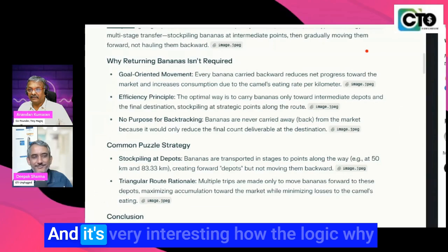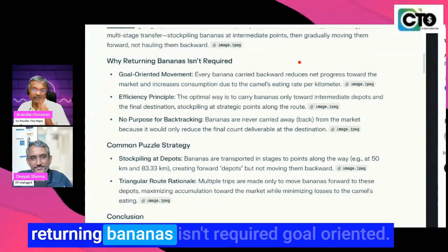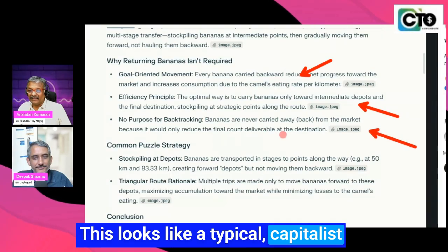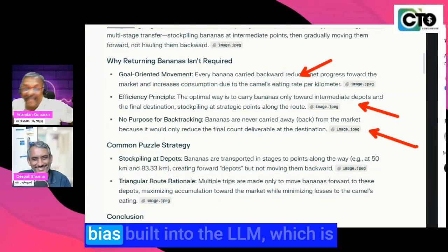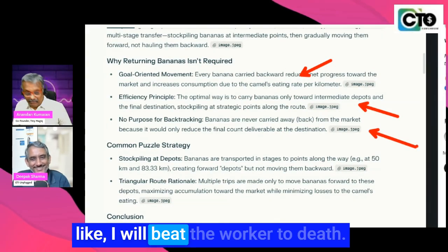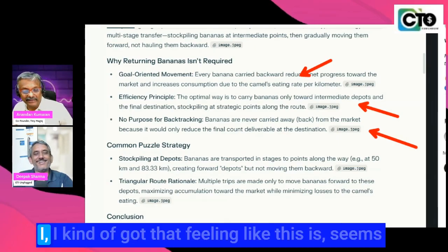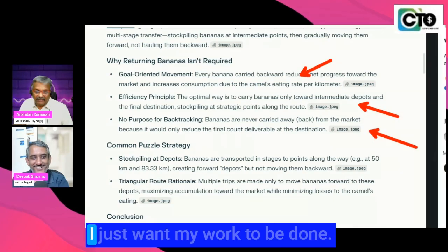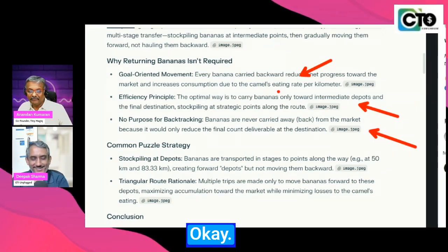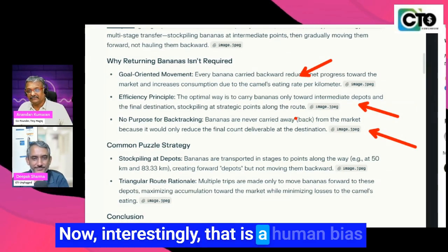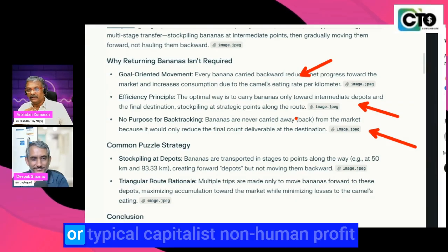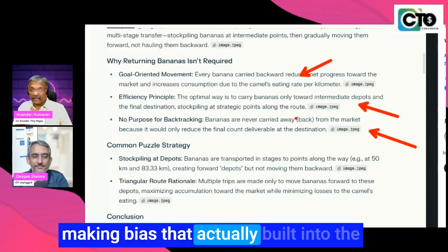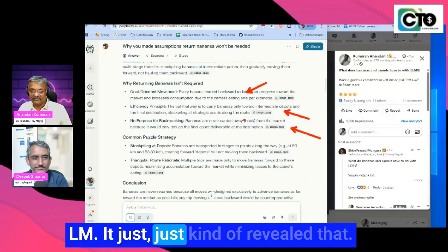And it's very interesting how the logic, why returning bananas isn't required, is goal oriented. This looks like a typical capitalist bias built into the LLM, which says I will beat the worker to death, I don't have to feed them. I kind of got that feeling, like it seems to be telling me that it really doesn't give a damn, it just wants the work to be done. Now, interestingly, that is a human bias, a typical capitalist profit-making bias that's actually built into the LLM. It just kind of revealed that.